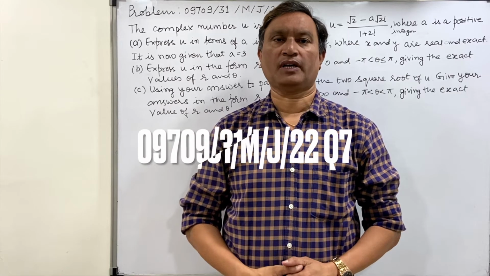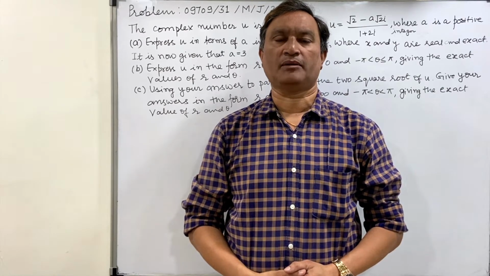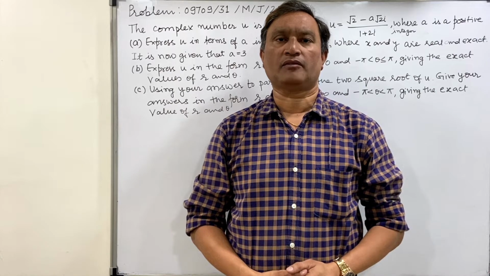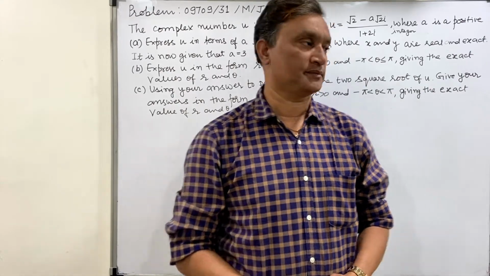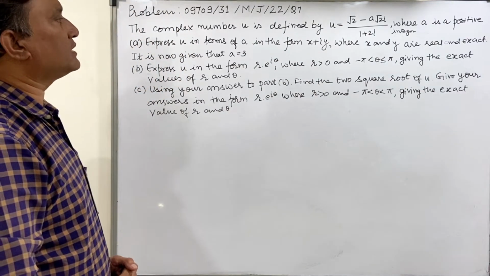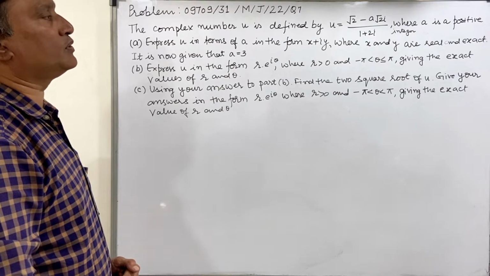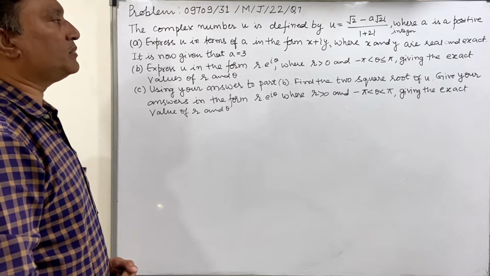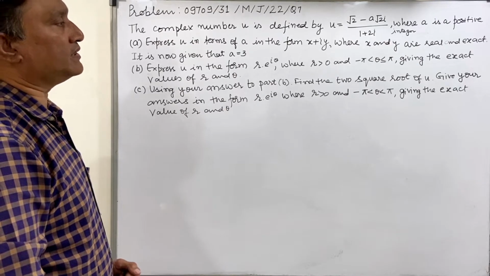Hello friends, we are going to learn the concept of complex numbers from the A-level syllabus, and I have taken a problem from an A-level past paper. Now the problem here is: the complex number u is defined by u equals (root 2 minus a root 2 i) upon (1 plus 2i), where a is a positive integer.